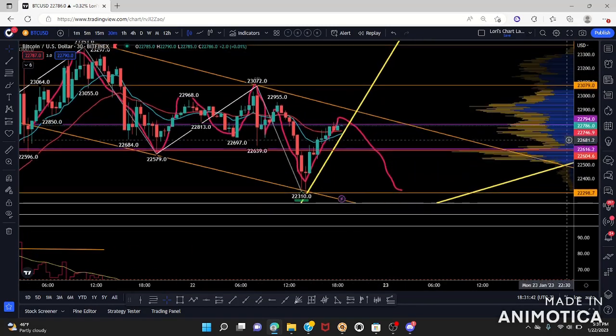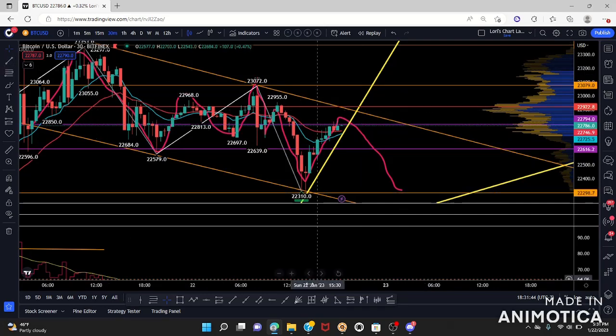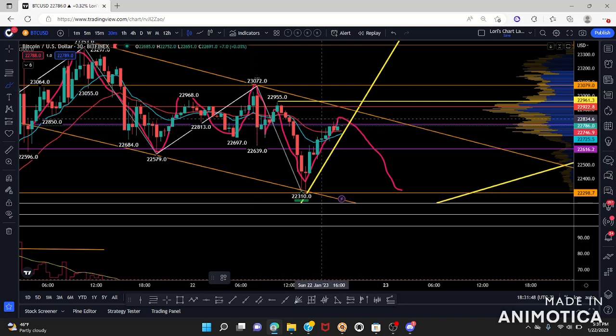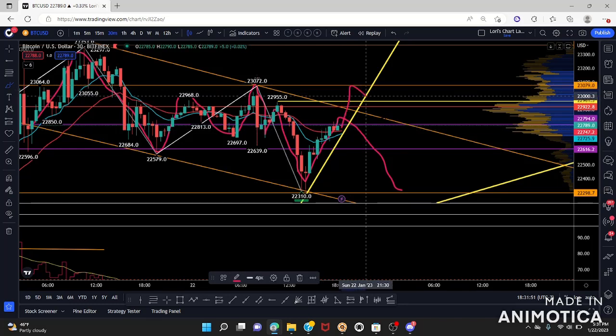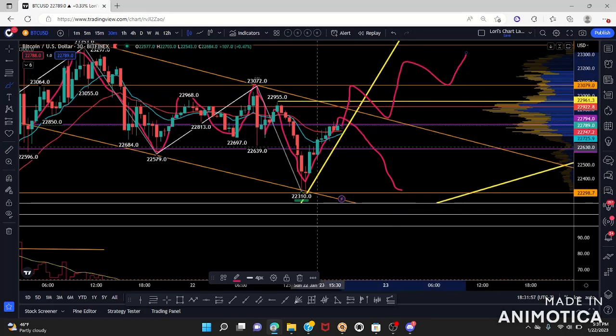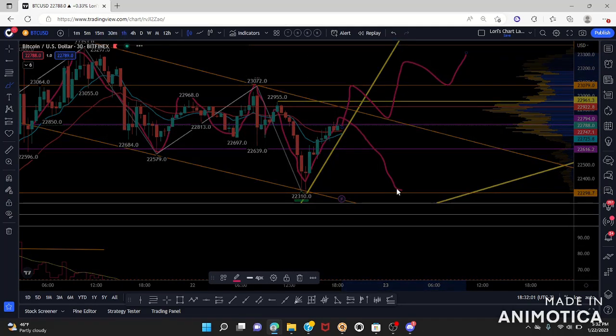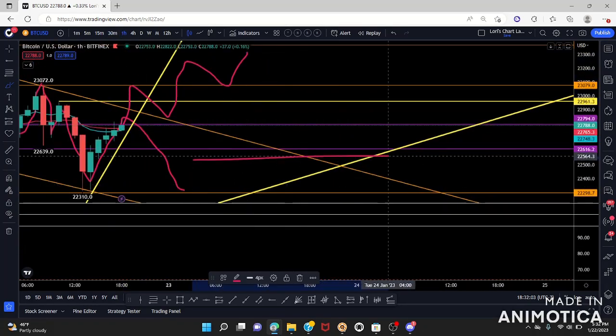If you decide to take that short, remember to put your stop loss at previous higher highs, because if we go back to highs, it could invalidate this downside movement and start creating new higher lows and continue to the upside. So higher highs, lower lows are great areas to set your stop loss.